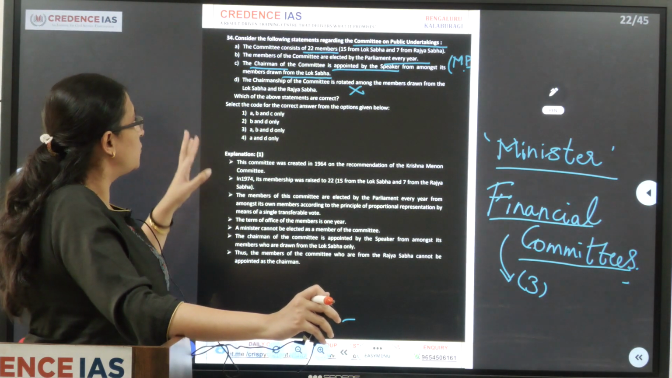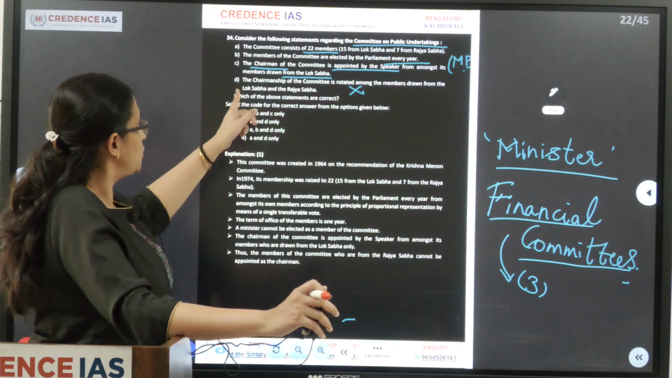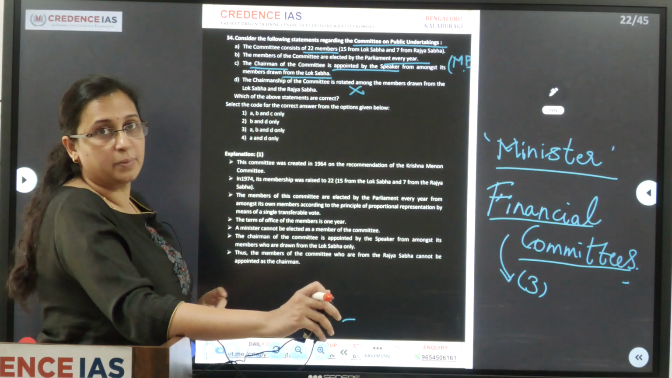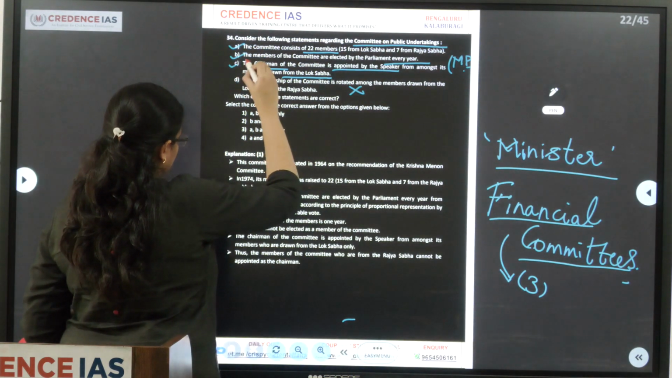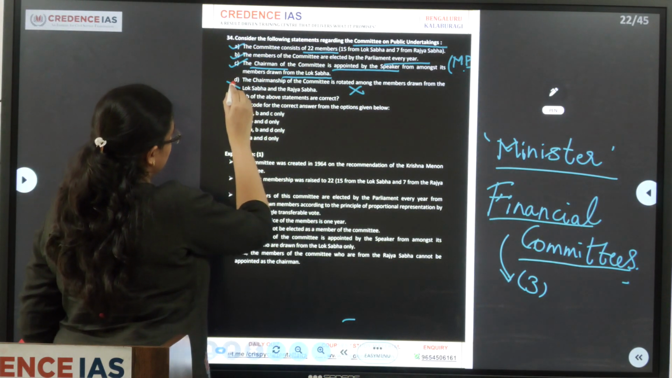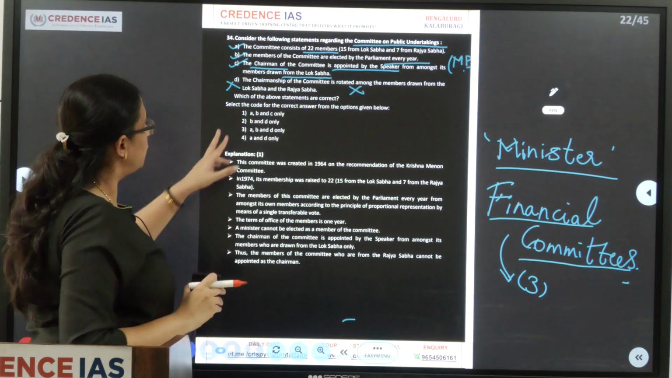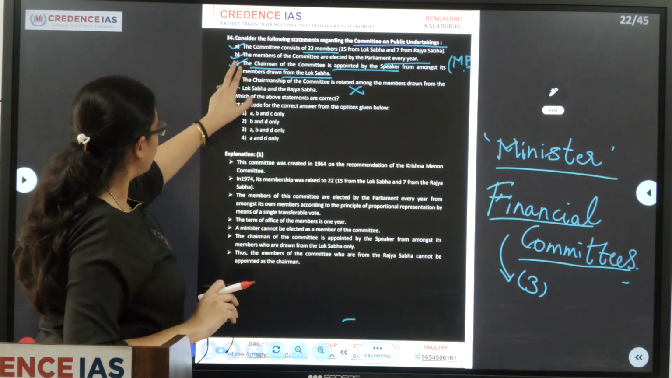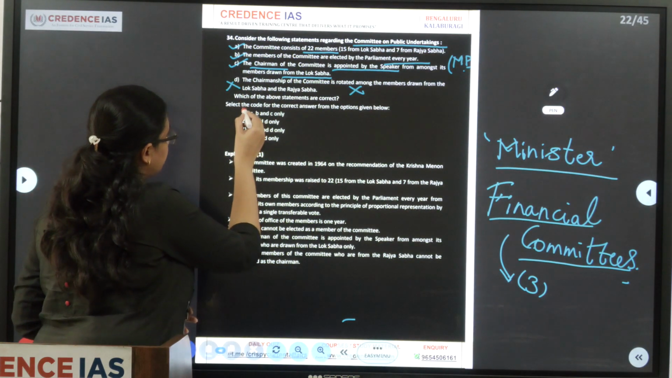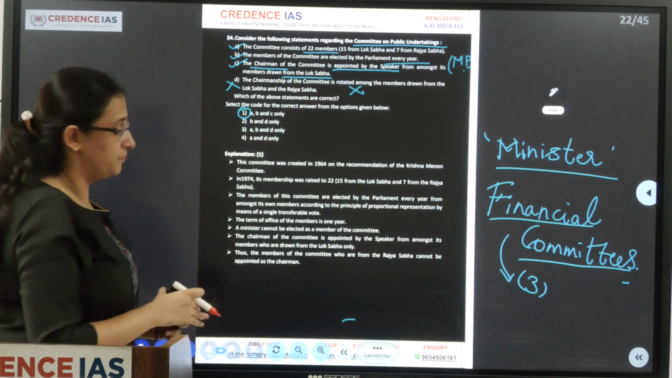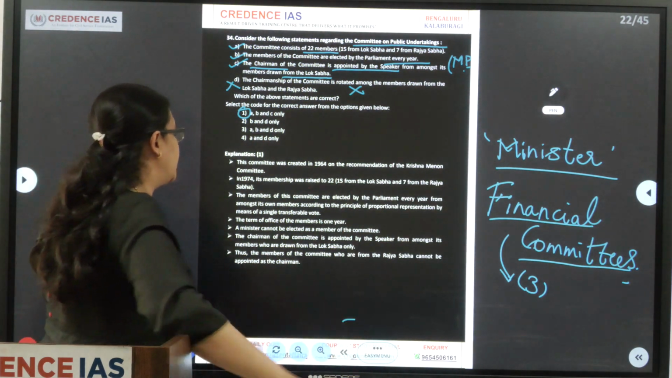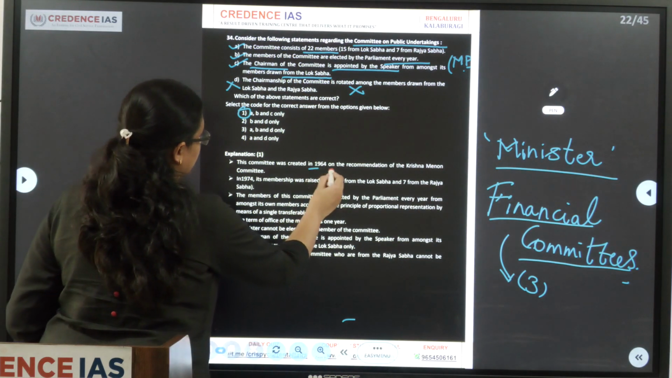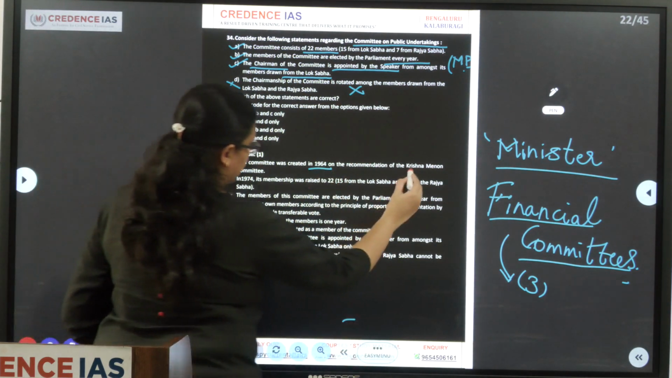Hence, any member of the Rajya Sabha cannot become the chairman of the Committee on Public Undertakings. So, these 3 are correct statements, whereas this is wrong. So, which of the following statements are correct? A, B and C. Here given in the explanation, the committee was created in 1964 on the recommendation of Krishna Menon Committee.